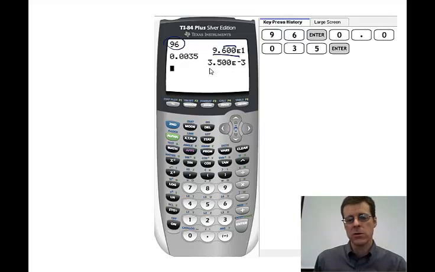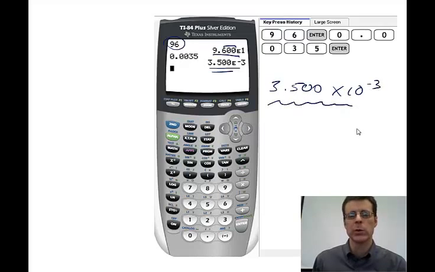Make sure that when you write this down as an answer to a test or something, you're writing 3.500 if you want the 4 significant digits, times 10 to the exponent negative 3. This is important. This is what you're going to write down for me.